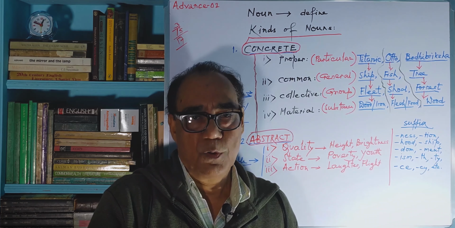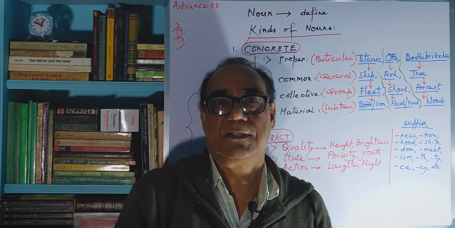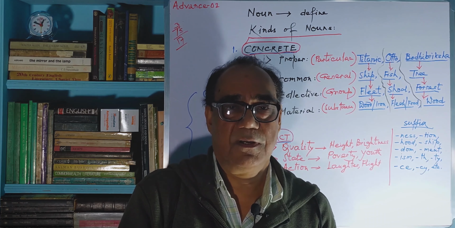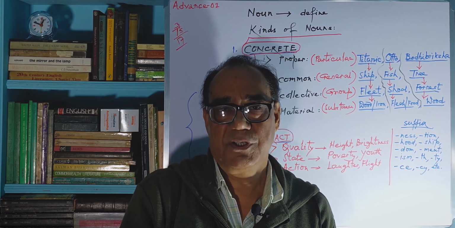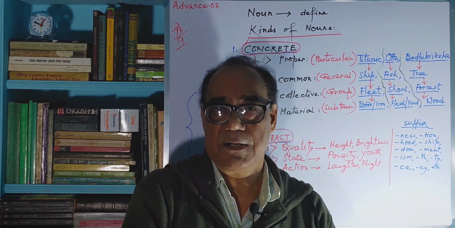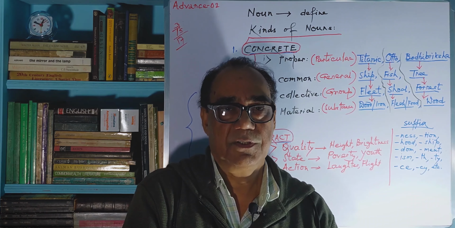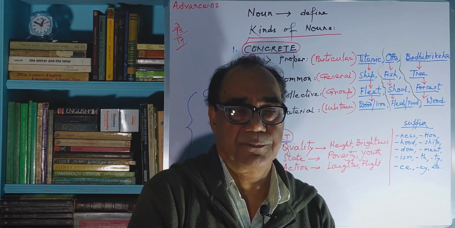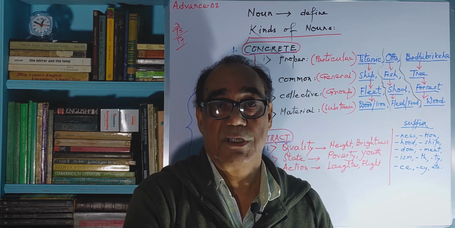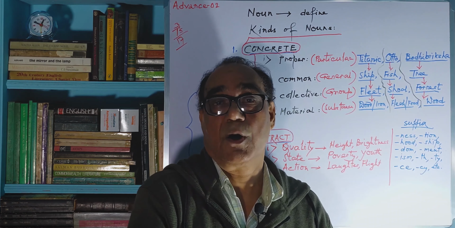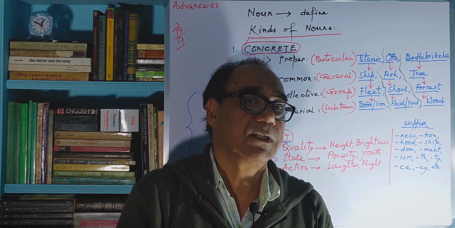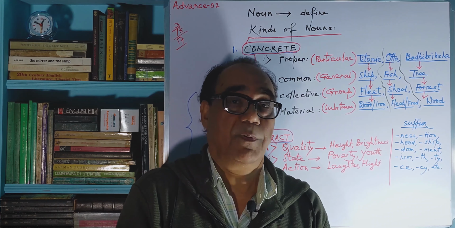In that case, a noun is a word that helps us identify a person, a place, an incident, an idea, or an action. So noun is important because it can be used as a subject, as an object, as a complement, etc., etc. So in a sentence, noun has really a very important part to play.